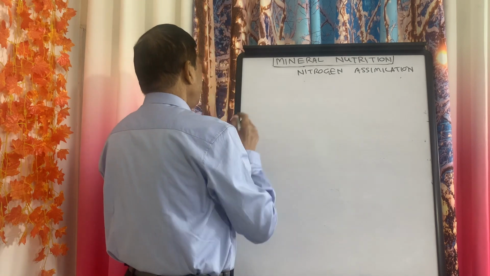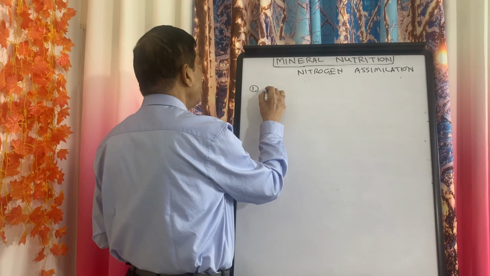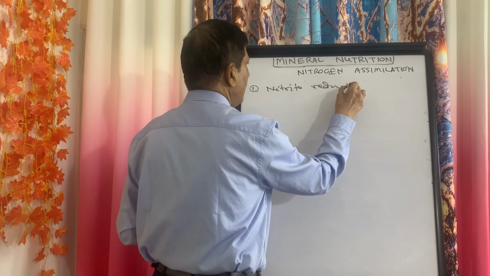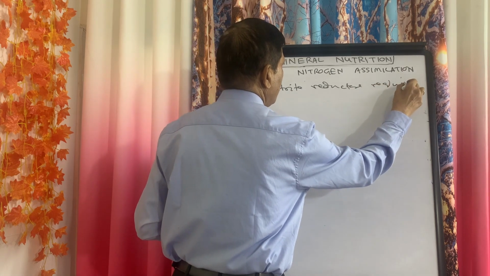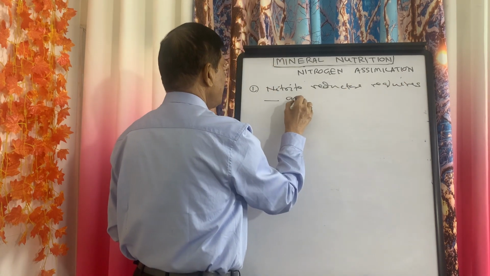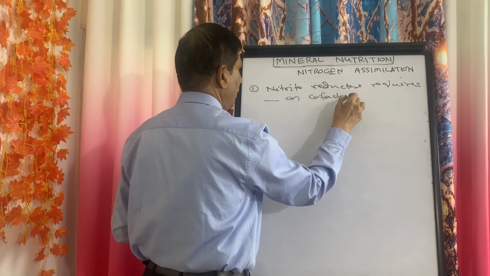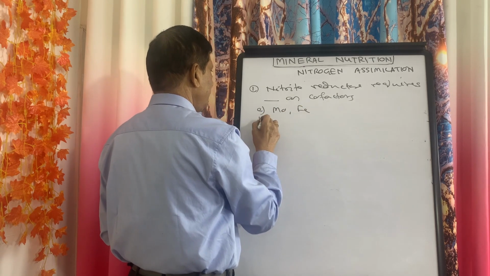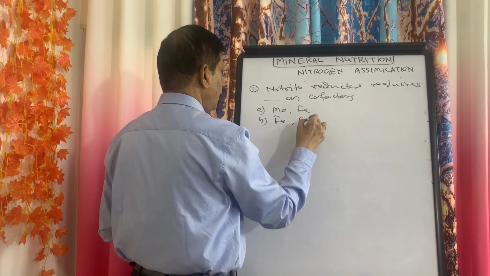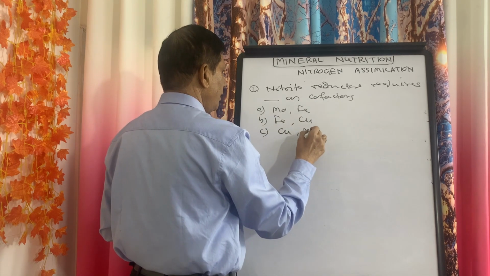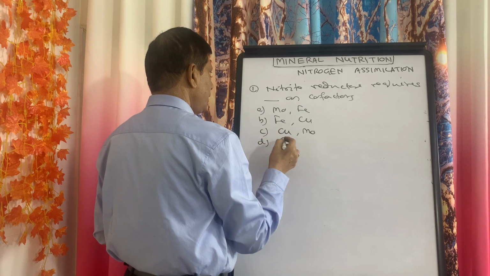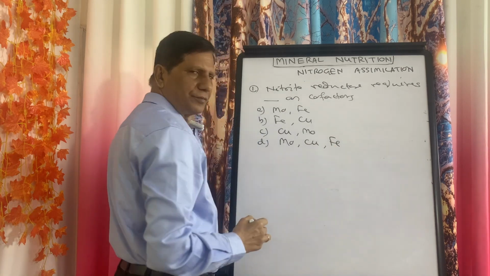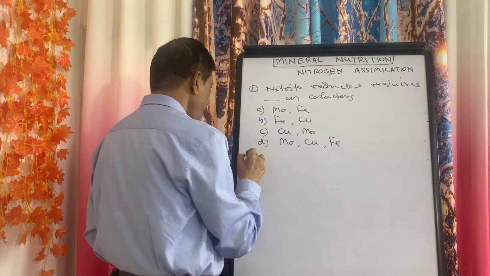So one question we can take. Nitrite reductase requires dash as cofactors. A choice, molybdenum, iron. B choice, iron, copper. C choice, copper, molybdenum. And D choice, molybdenum, copper, iron.